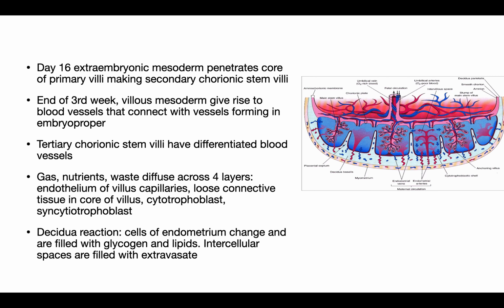Okay, so by day 16, the extra embryonic mesoderm will penetrate the core of the primary villi, and that will make it the secondary chorionic stem villi. By the 3rd week, the villus mesoderm will give rise to the blood vessels that will connect with the vessels forming in the embryo proper. So it forms these not very well defined vessels that will just do the job and exchange nutrients, gas, and waste.